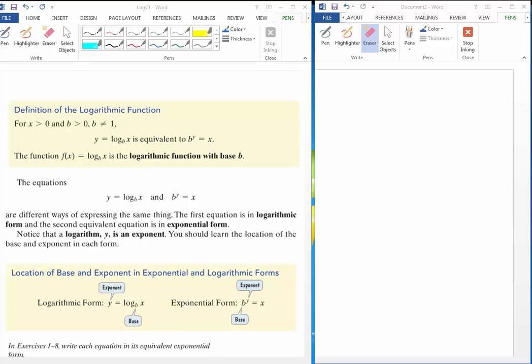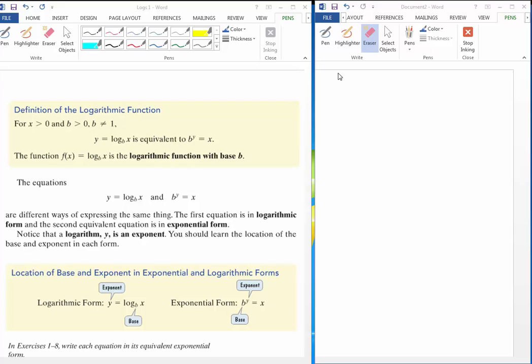Let's take a look at the following. Let's say that we were in section 4.2 and we wanted to go from logarithmic form to exponential form. Let's just review that a little bit, and then we're going to focus on evaluating logarithmic expressions. Okay. So let's say we had to go from one form to the other.